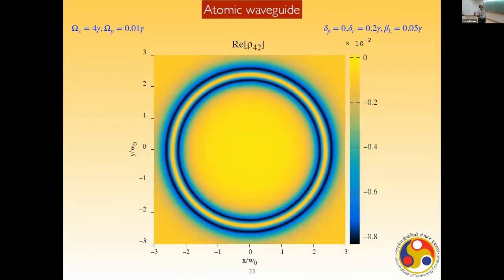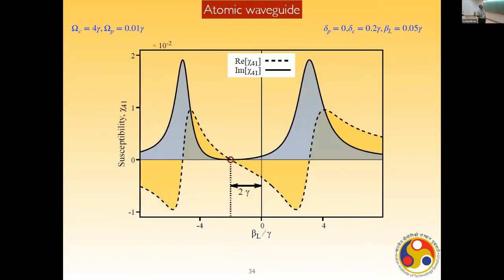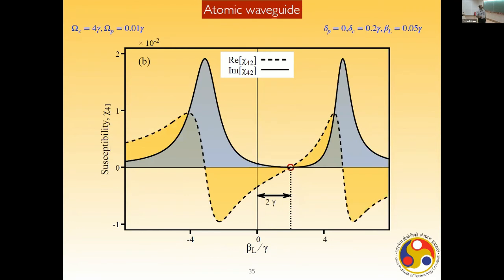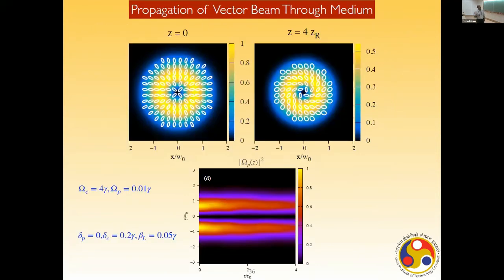Similarly for the other component, here I explained how, when delta C is 0.2, one can push the line center not at beta L equal to 0, but away from 0. So you can just manipulate the refractive index however you want. So this is the criterion. Now this is my last slide.